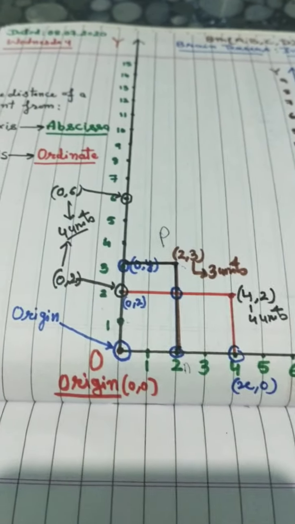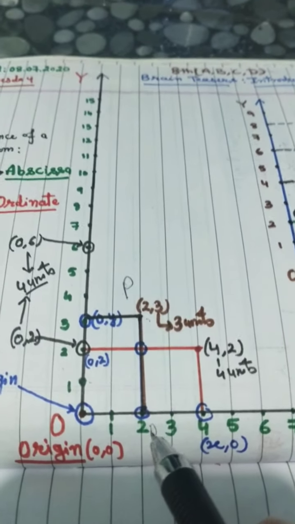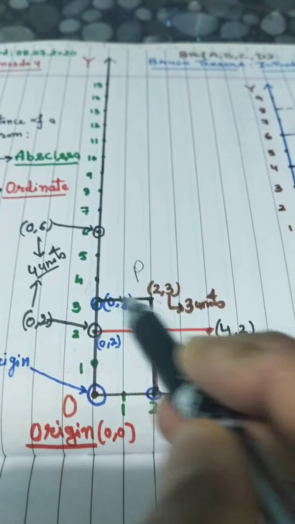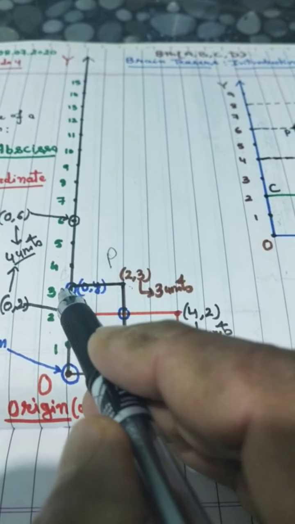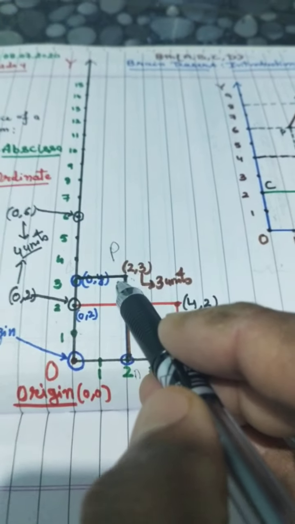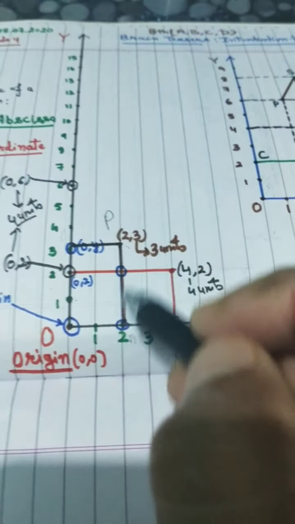The distance of a point from the y-axis: from P, this is your A, this one your B. Here PB, the perpendicular distance of point P from the y-axis, is called your abscissa, and the distance of point P perpendicular along the x-axis is called your y coordinate, or it is also called your ordinate. This is abscissa.